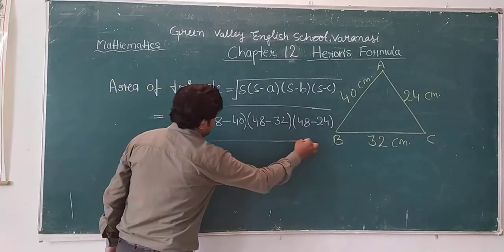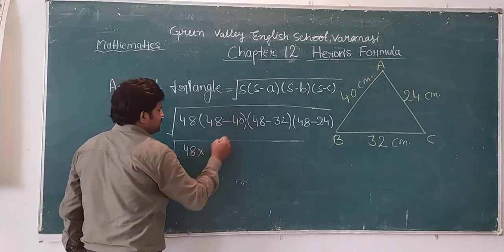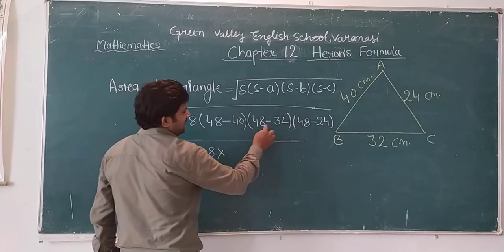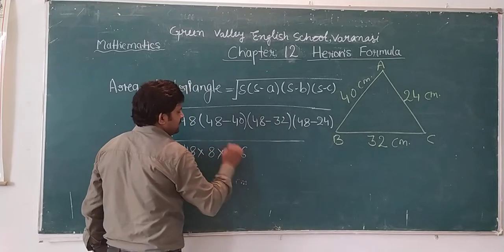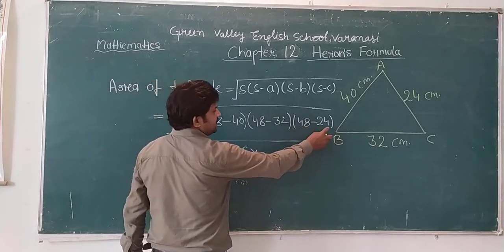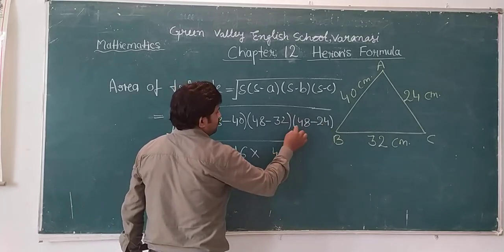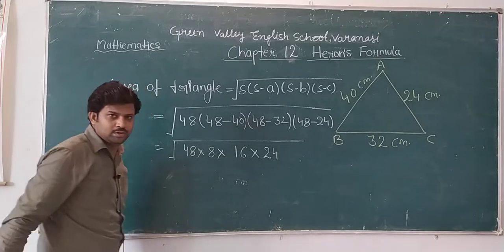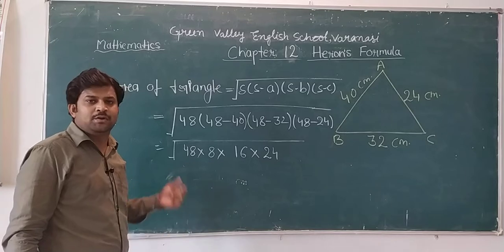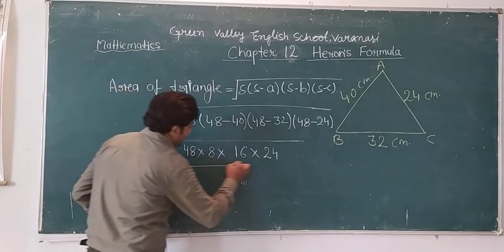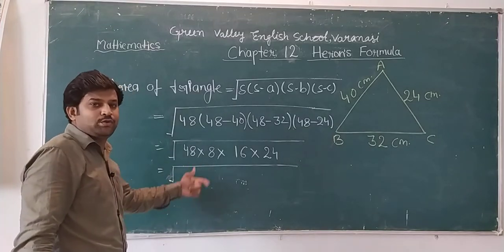After subtracting we get 48 multiplied by 48 minus 40, which is 8, 48 minus 32, which is 16, multiplied by 48 minus 24, which is 24. Now we write all the numbers in the form of factors for pairing. But why? For finding the square root of the given numbers.